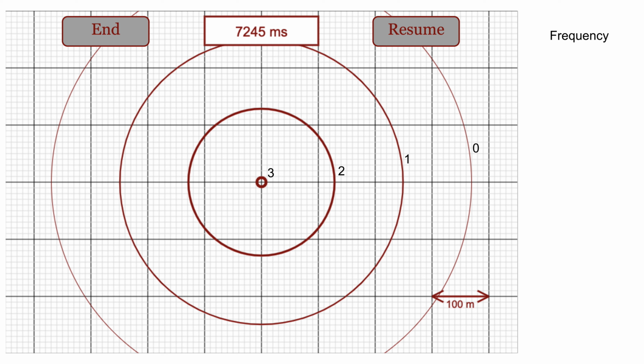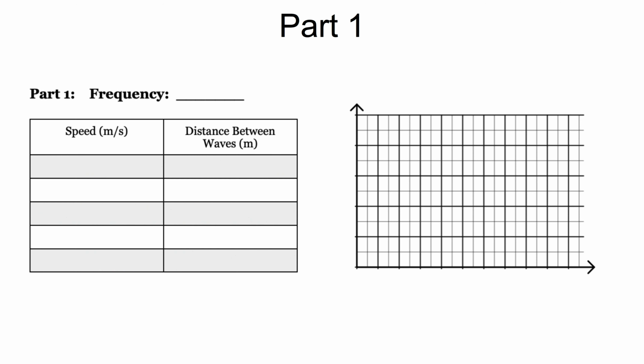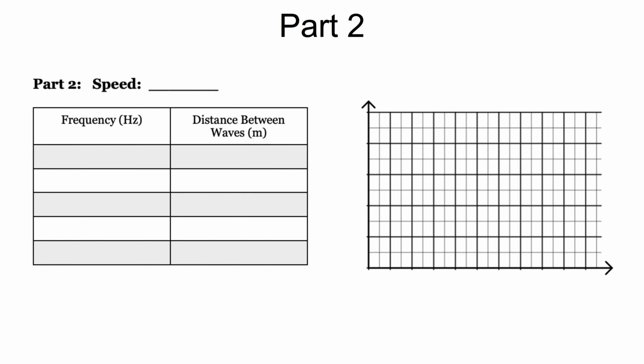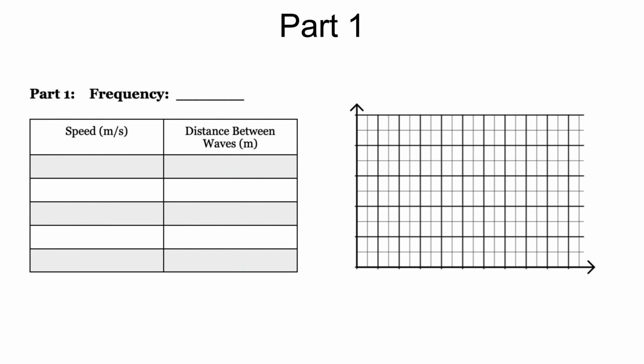Hopefully you understood how to get all three of the variables. For part 1, you're going to leave the frequency constant, and you're going to change the speed of the wave. For part 2, you're going to leave the speed constant, and you're going to change frequency. So let me walk you through part 1.